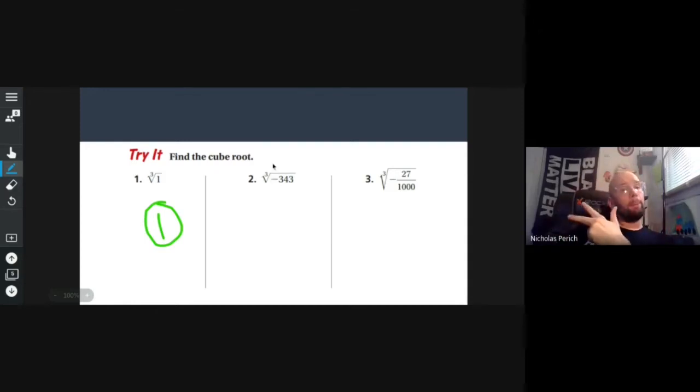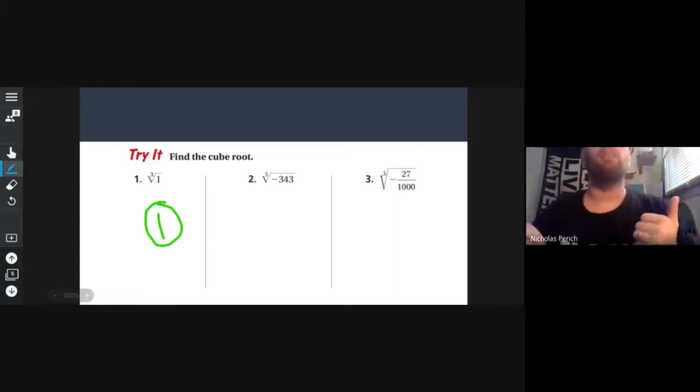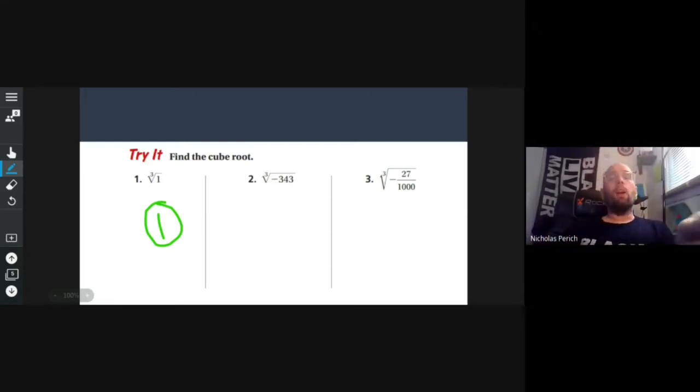You know what? A negative times a negative times a negative is a negative. You know why? Because a negative times a negative is a positive, and then you have a negative left over. So the cube root of a negative is a negative.